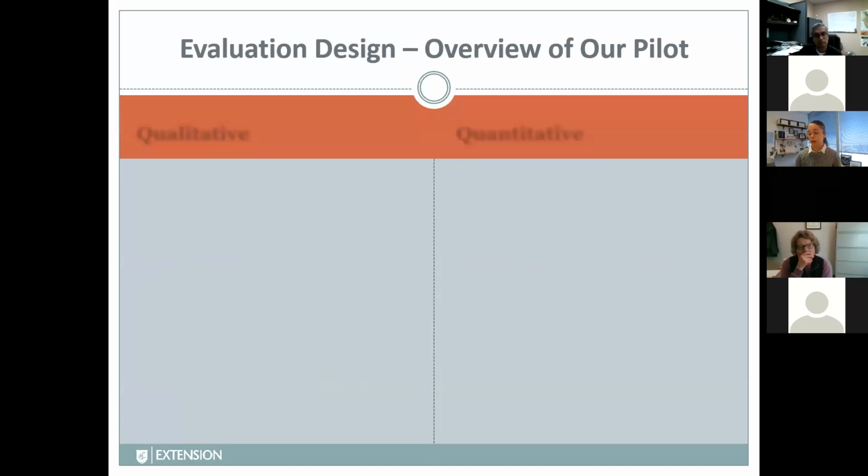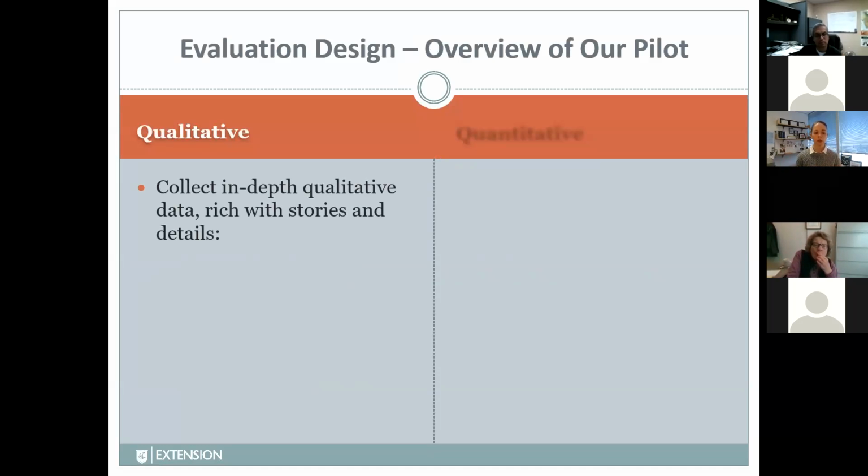So we started a pilot project, understanding that eventually it'd be great if we could do this across the whole state, but let's start little to work out the kinks of the problems, figure out what will work and what won't work. So we designed our pilot to have two pieces to it. The first was a qualitative piece and the second was quantitative. The qualitative piece was, in essence, using ripple effects mapping as a primary data collection tool to collect in-depth qualitative data rich with stories and details.